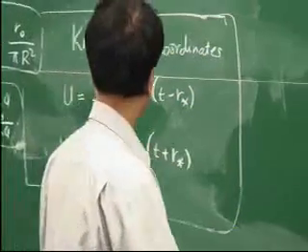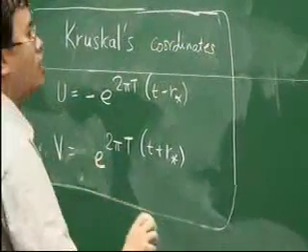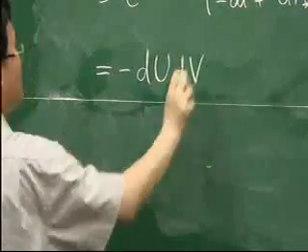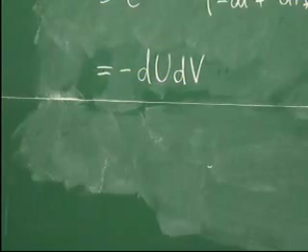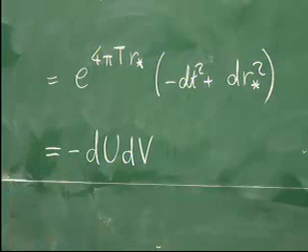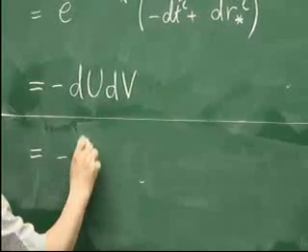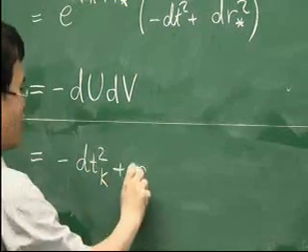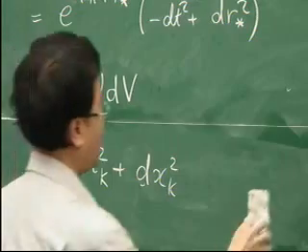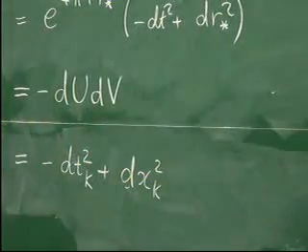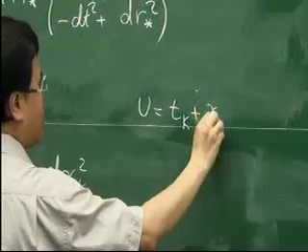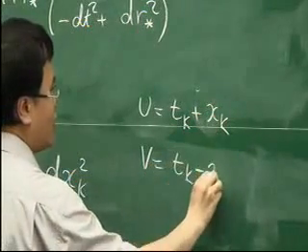And again, by the method of staring, you see the metric near the horizon written in terms of u and v is just du dv, right? One can rewrite this as minus dt Kruskal squared plus dx Kruskal squared to bring it into a more familiar form. If we think about u and v as the light cone coordinates, then u would be t Kruskal plus x Kruskal, and v would be t Kruskal minus x Kruskal.